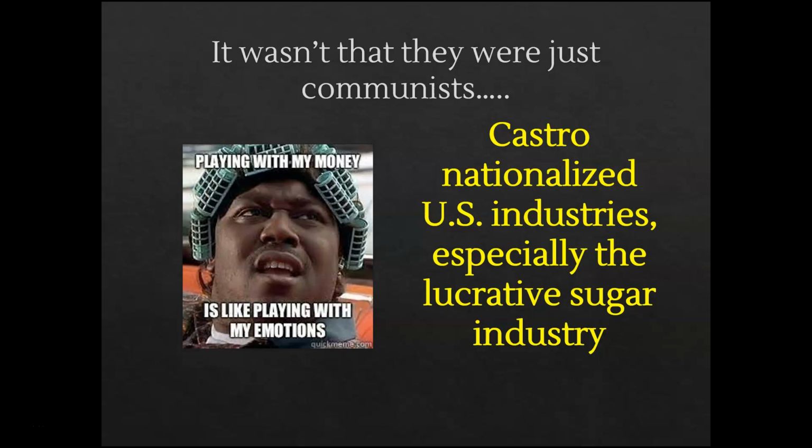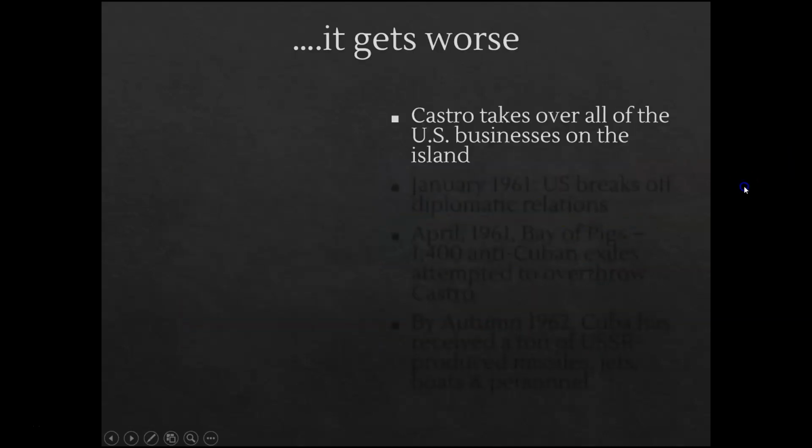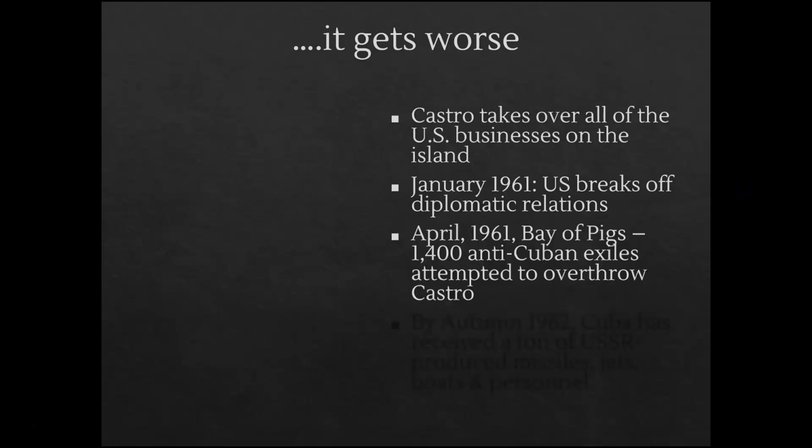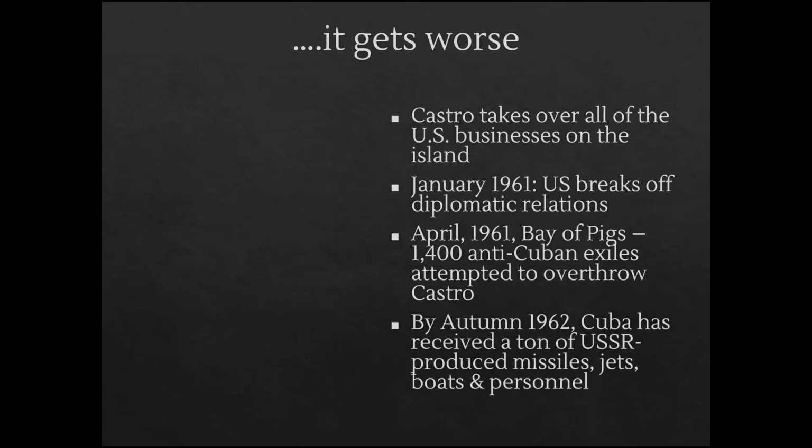And if you play with somebody's money, you play with their emotions. Cuba played with America's money, and they played with our emotions. And it got worse. Castro takes over all of the U.S. businesses. And in 61, the U.S. breaks off all diplomatic relations, saying, we are done with you. We're not even talking to you. And then the Bay of Pigs, okay? 1,400 anti-Cuban exiles attempted to overthrow Castro. It did not work, and it made the Cubans and their communist allies incredibly upset.